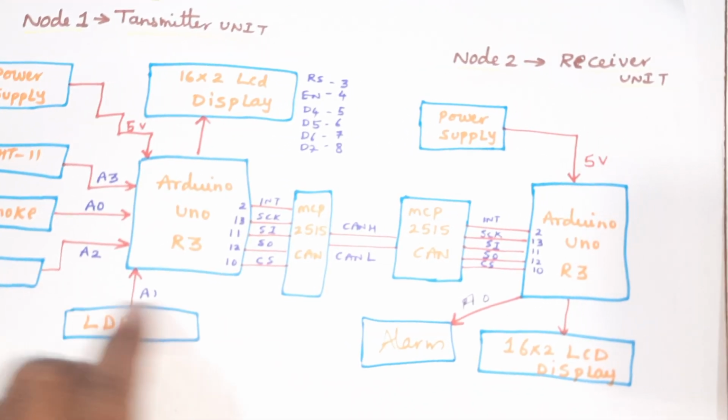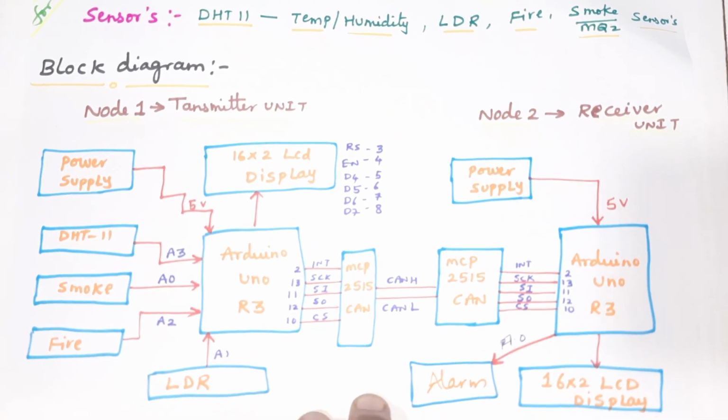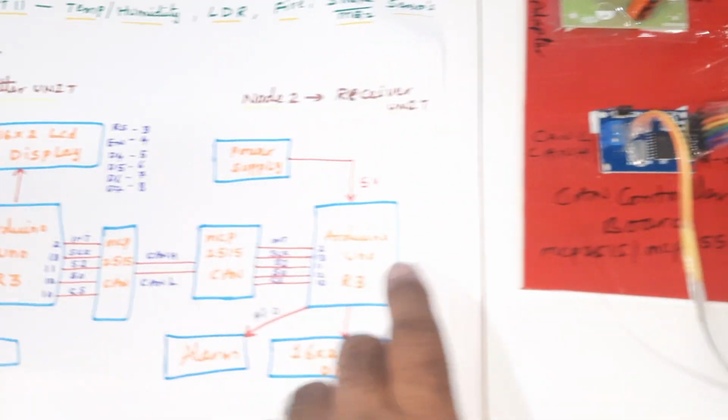If any fire is detected, the alarm should be on. If there is no fire, the alarm should be off. This is our block diagram of the project. We can add one GSM module also, so that in future we can get SMS alerts.